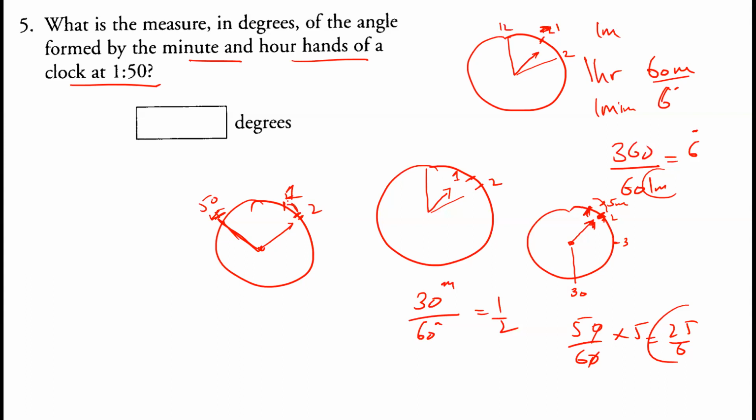So this is the angle, or these are the minutes. So it would be 25 over 6 minutes past 1. Because if it was 30 minutes, then it would be between 1 and 2, or 2.5 minutes after 1. Now it is at 50 minutes, so it would be 25 over 6 minutes after 1.